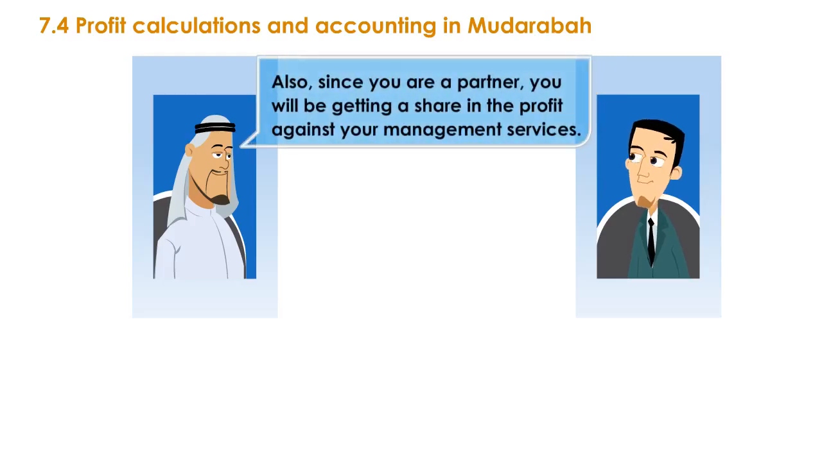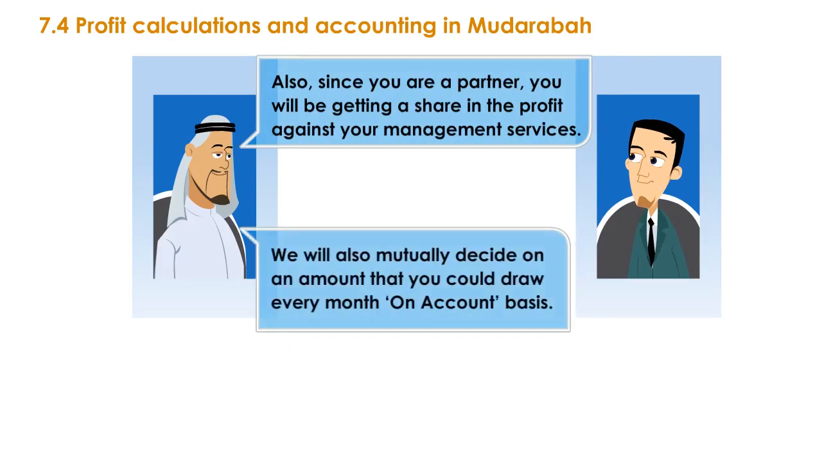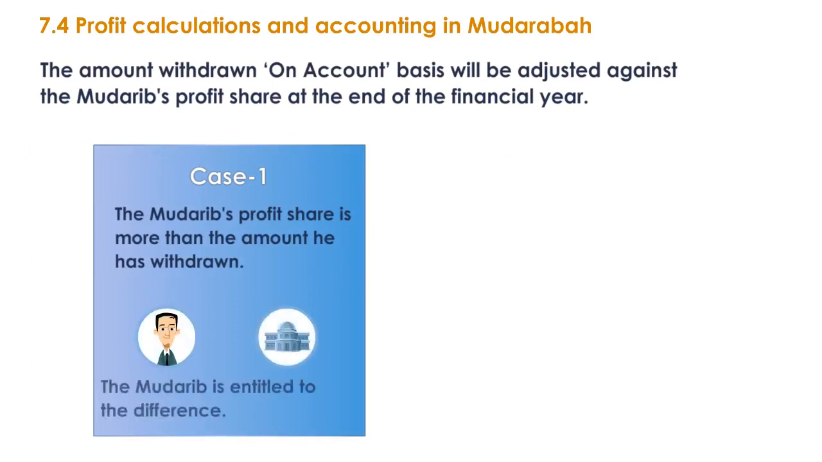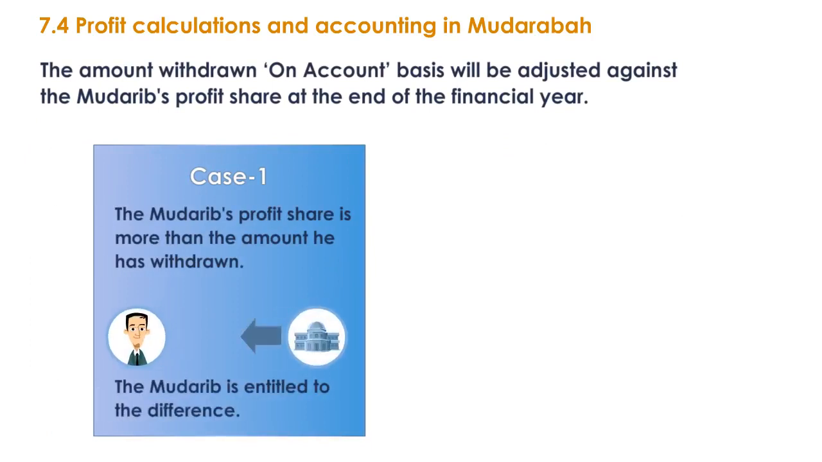Also, since you are a partner, you will be getting a share in the profit against your management services. We will also mutually decide on an amount that you could draw every month on account basis. The amount withdrawn on account basis will be adjusted against the Mudarib's profit share at the end of the financial year.